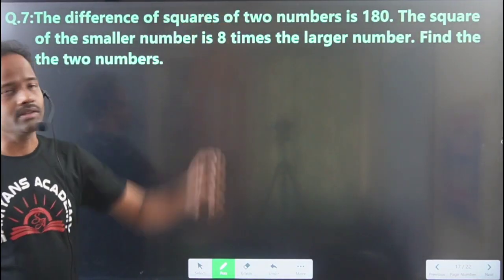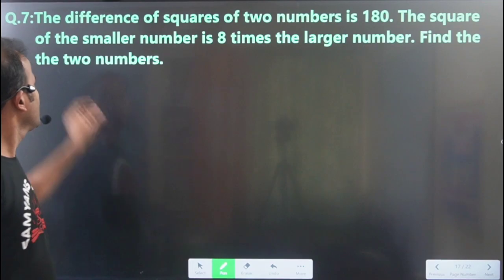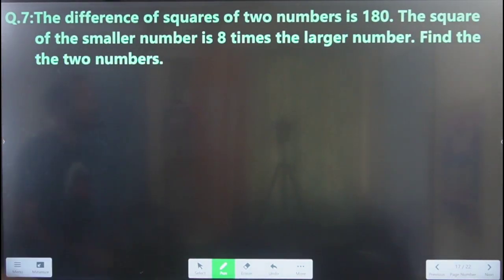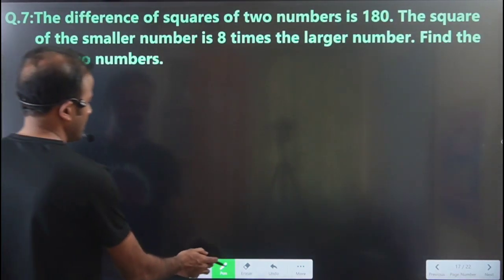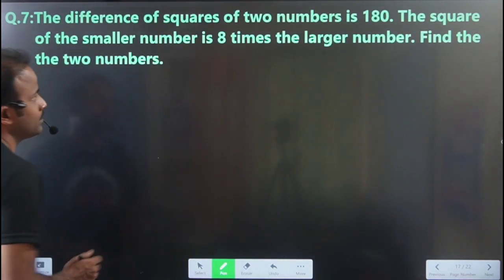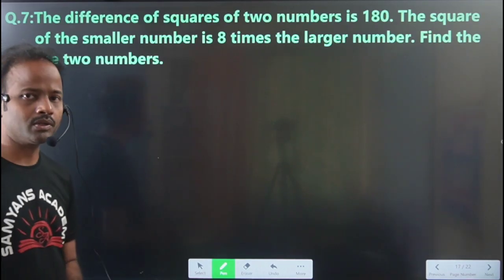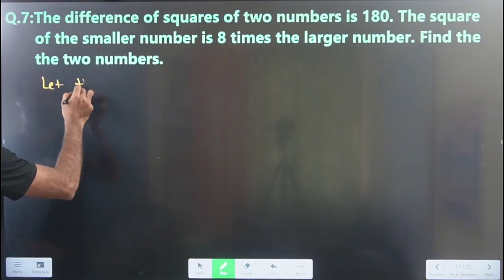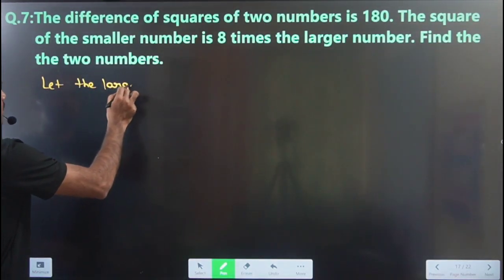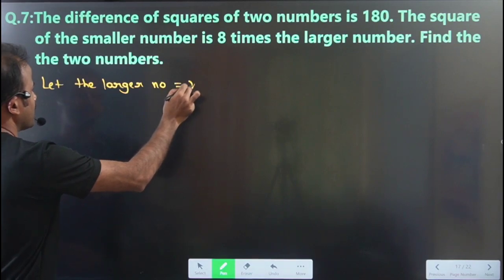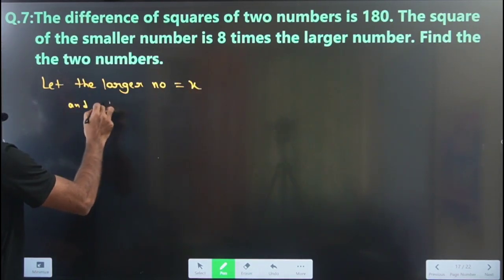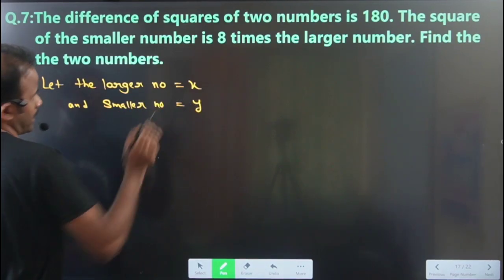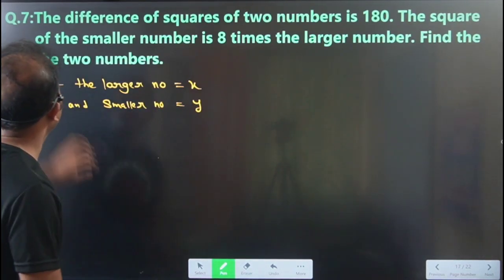The difference of the squares of the two numbers is 180. The square of the smaller number is 8 times the larger number. Find the two numbers. Right. Now you see, let the two numbers be, one we take as the larger number, the other as the smaller number. Let the larger number equal to x and smaller number equal to y.